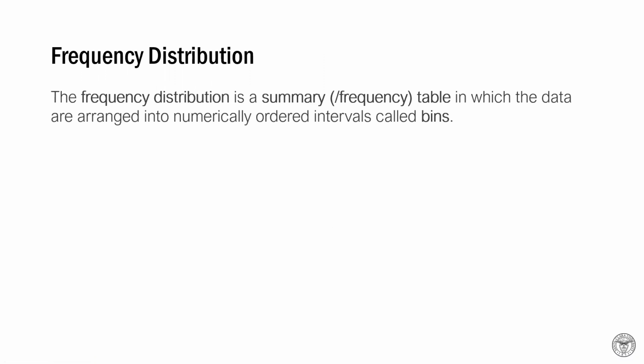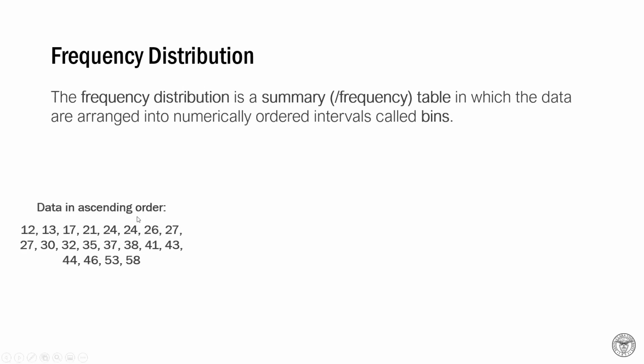So actually, this frequency distribution is very similar to the frequency table we talked about. Frequency distribution is a special kind of frequency table, which allows us to arrange and summarize data into numerically ordered intervals called bins. So what is a bin? This is the data set we have. We use this example to demonstrate how to generate a frequency distribution table.